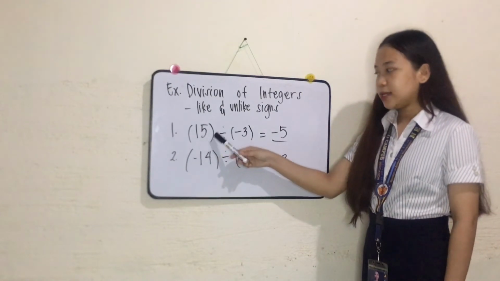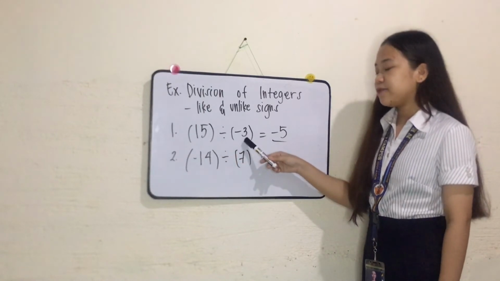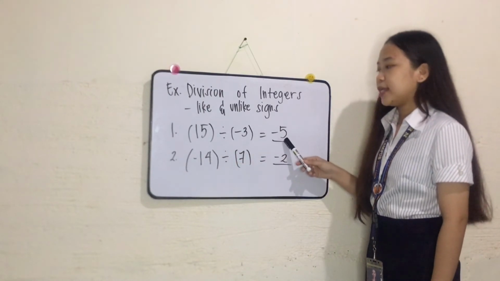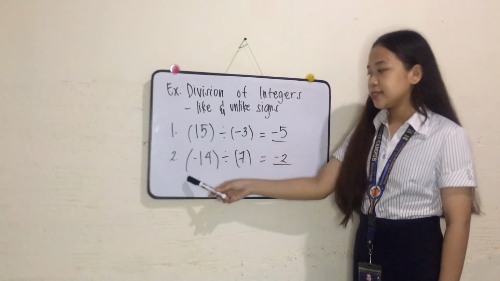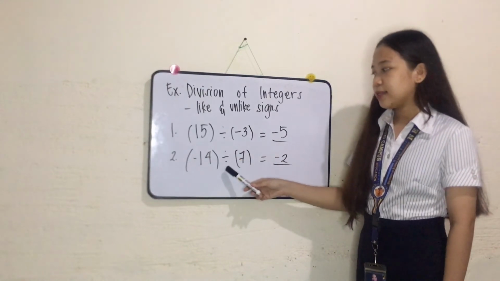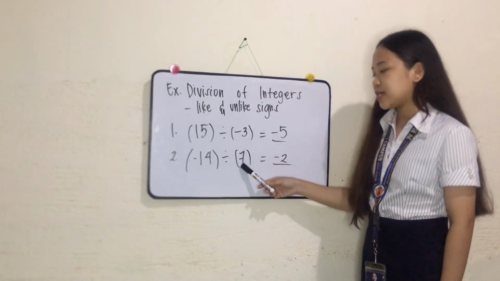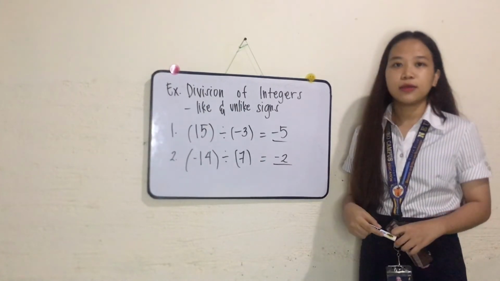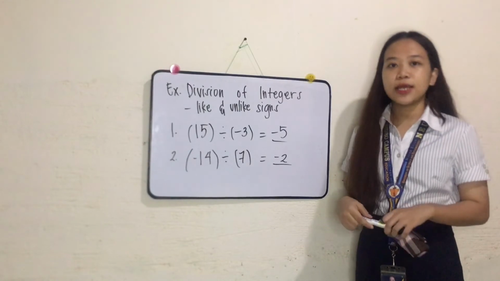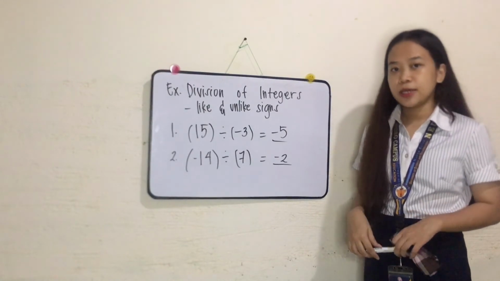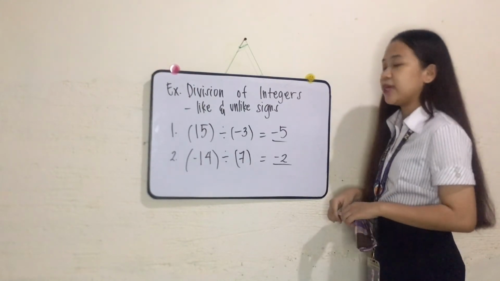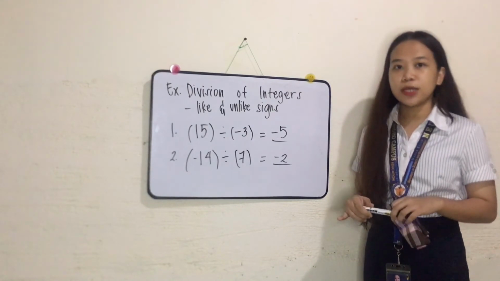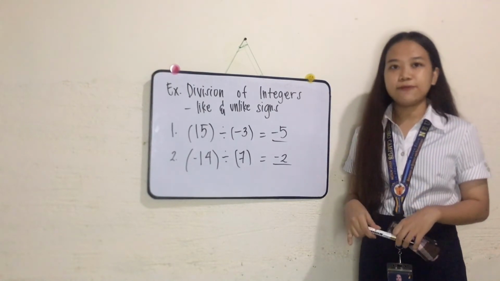Now, let's proceed to examples having unlike signs. Positive 15 divided by negative 3 is equal to negative 5. Next, negative 14 divided by positive 7 is equal to negative 2. Again, just like when multiplying integers, in division of integers having unlike signs, the quotient will always be negative.